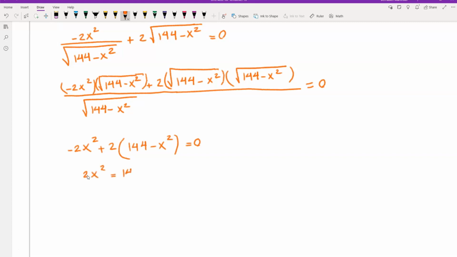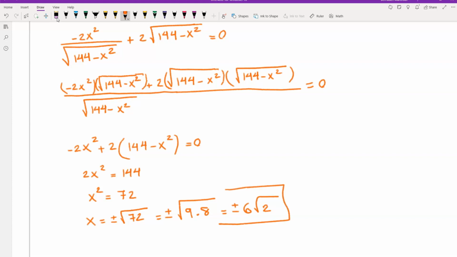We get 2x squared equal to 144, so x squared is equal to 72. Now solving for x, x is plus or minus the square root of 72. That is plus or minus the square root of 9 times 8. So the answer is plus or minus 6 times the square root of 2. So here is what we have for x.